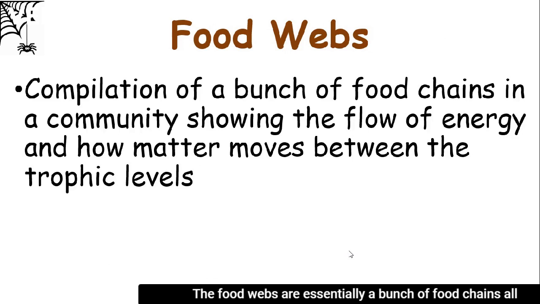So food webs are essentially a bunch of food chains all interconnected to show the complex feeding relationships. It's showing where all that energy is flowing, starting from that primary producer and flowing through all the different trophic levels.